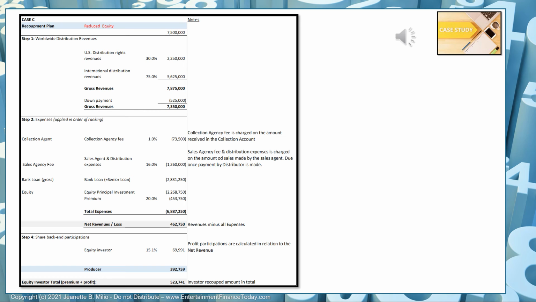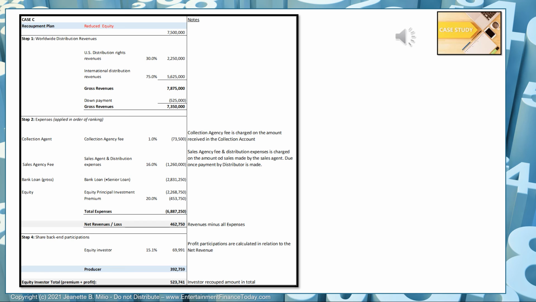So in our case, we are saying that the sales agent is getting 16% on all the rights he has sold, which in this case included the US rights. So you will have many cases where the international sales agent is actually only selling international distribution rights and not the US, and we'll talk about that as we go later into our modules.